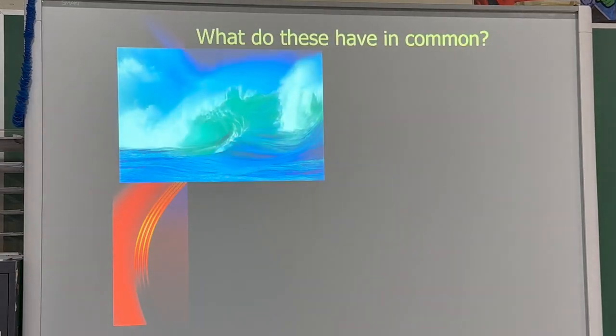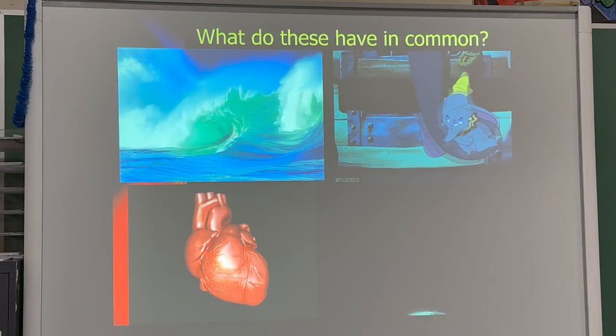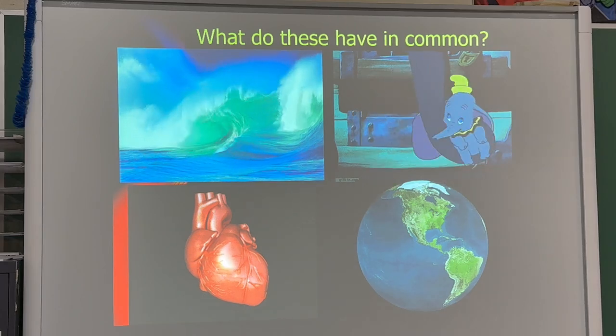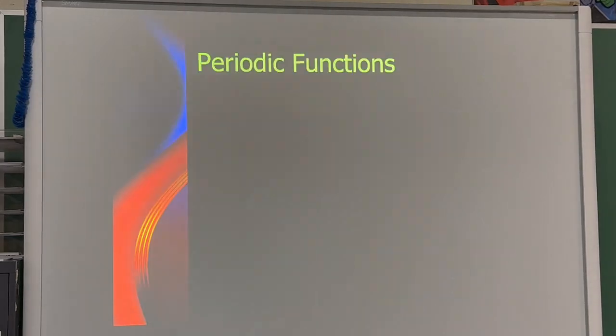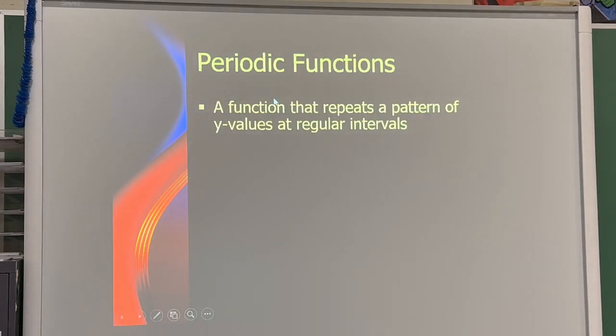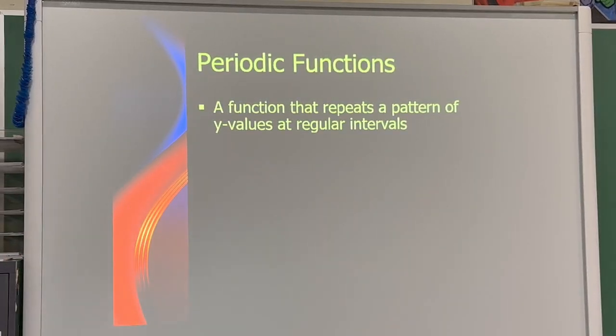So what do these things have in common? Waves keep crashing, Dumbo keeps rocking back and forth, your heart keeps beating, the world keeps turning. Well, they're periodic. There's repetition to them. A periodic function is one that repeats a pattern of y values at regular intervals. So those y values happen over and over and over again within a certain x interval.